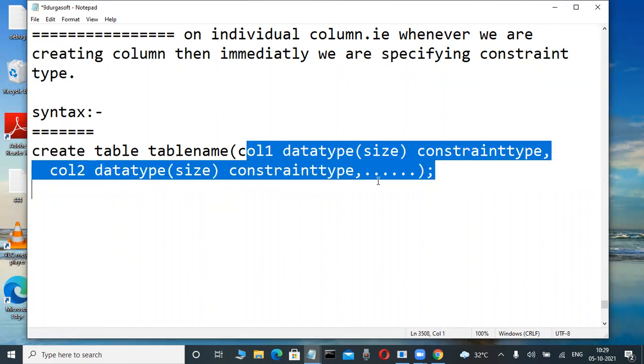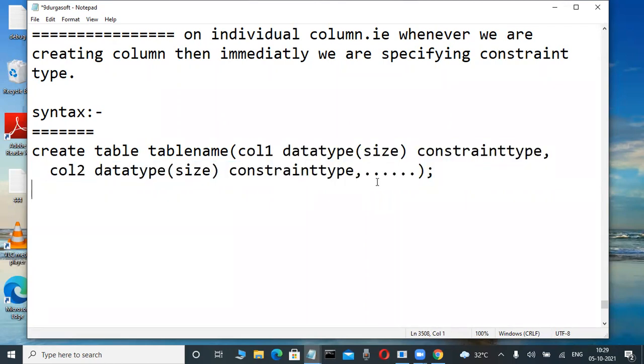But these syntaxes, the column level method, are never helpful where multiple columns as a combination is a primary key. And after table creation, adding a constraint is a failure. Okay, write it. Next one, table level.